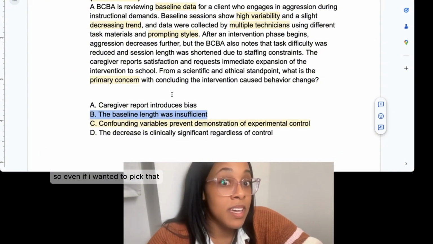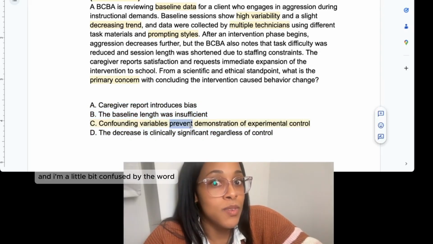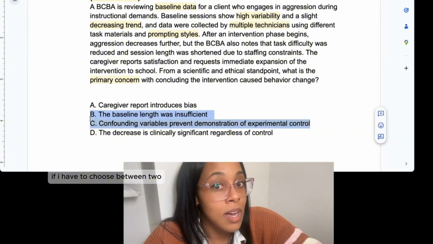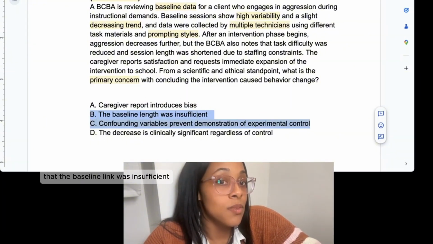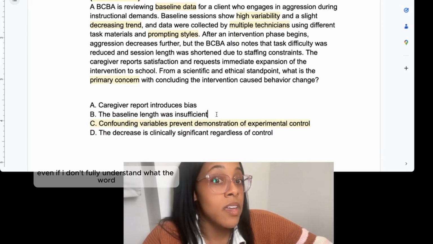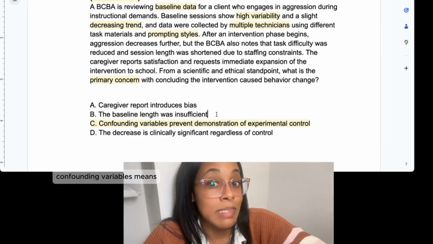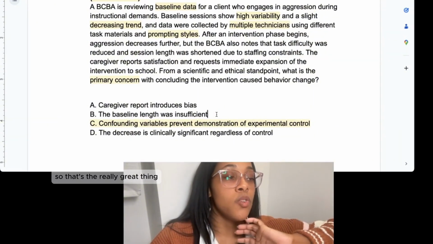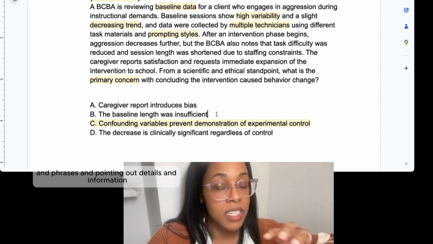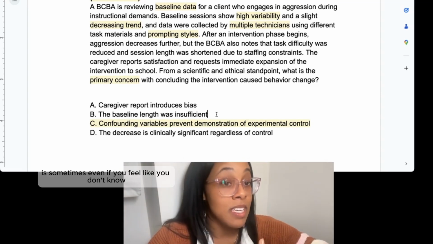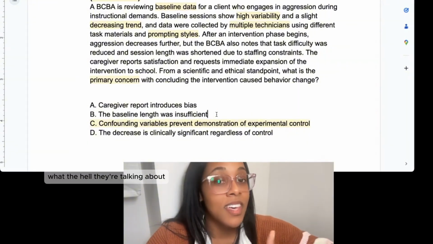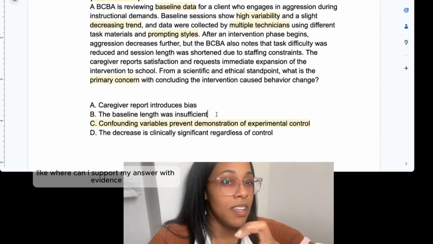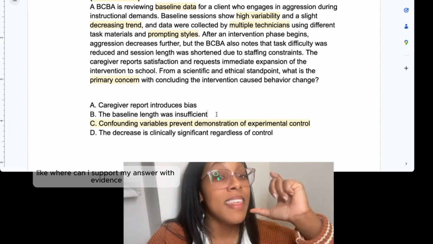So even if I wanted to pick that and I'm a little bit confused by the word confounding variables, it's like, well, if I have to choose between two, I don't have proof that the baseline length was insufficient. Information I have, even if I don't fully understand what the word confounding variables means, I'm going to choose C. So that's the really great thing about paying attention to keywords and phrases and pointing out details and information. Sometimes even if you feel like you don't know what they're talking about, at least I can go back and do some matching. Where can I support my answer with evidence?